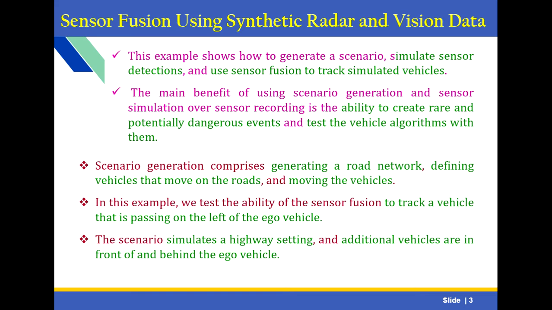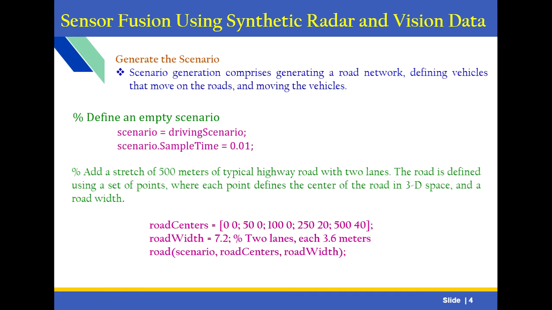In this example, we test the ability of sensor fusion to track a vehicle that is passing on the left of the ego vehicle. The scenario simulates a highway setting, and additional vehicles are in front of and behind the ego vehicle. The first step is to generate the scenario.